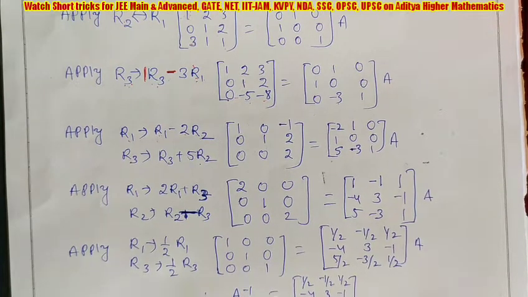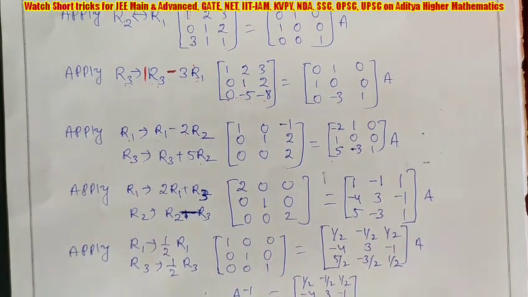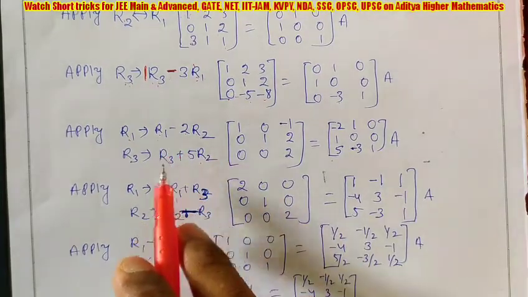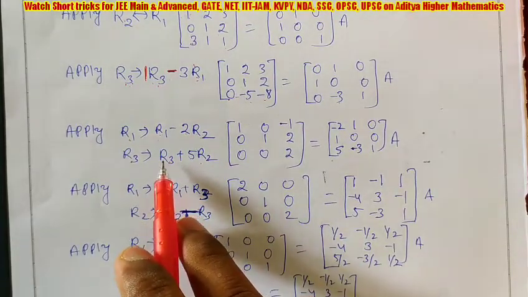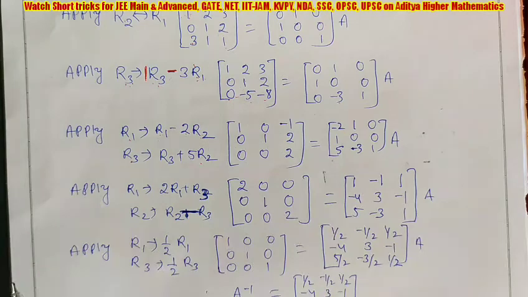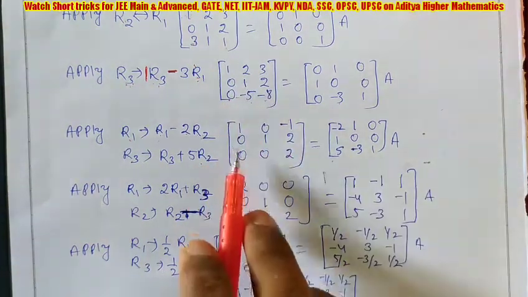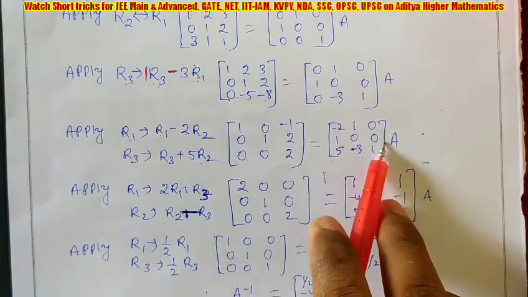And after writing coefficients, you observe. If same sign, then middle sign is negative. If opposite sign, middle sign is positive. Understood? Now accordingly, we will change R1 and R3. But R2 we are not changing. So R2, what it was before in the matrix, write the same thing. 0, 1, 2 and 1, 0, 0.